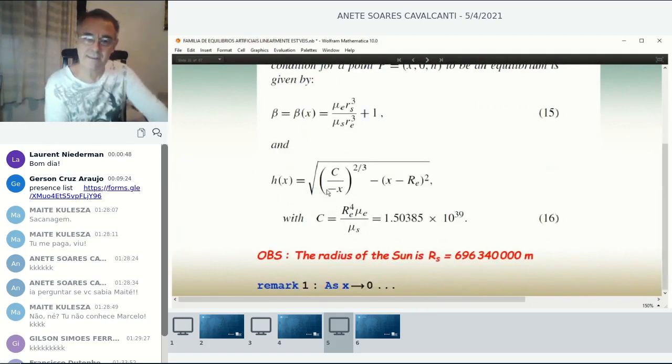Another thing to observe is the height given by this expression when x goes to 0, meaning that when x tends to the origin, the expression for h tends to infinity. So this means that there cannot be an equilibrium exactly over the north pole of the sun, but we can get high enough. We can get equilibrium positions high enough in order to permit direct communication with Earth, just choosing the value of x close to 0.